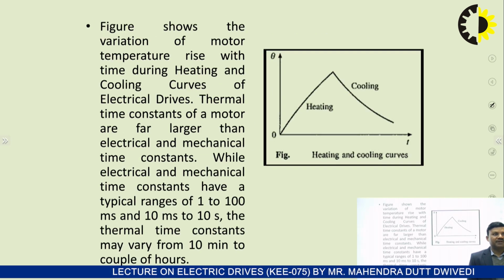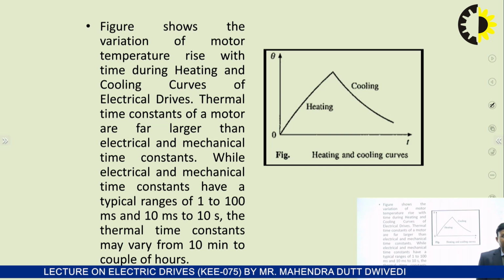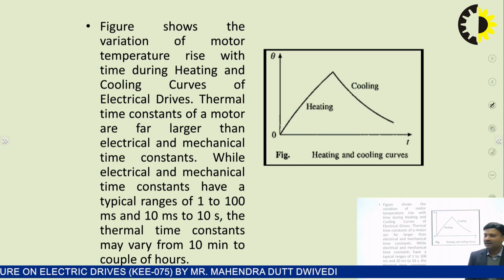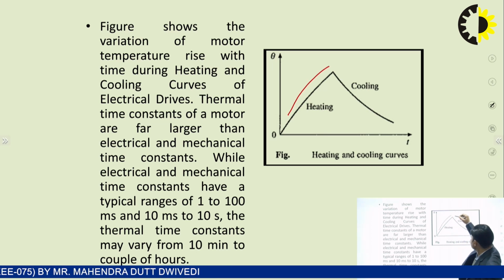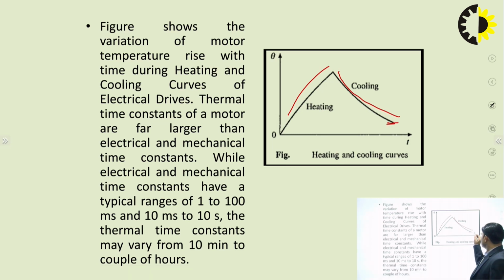This figure shows the variation of motor temperature rise with time during the heating and cooling curve. During heating, the temperature is increasing, and during cooling, the temperature is coming down. This is the ambient temperature.